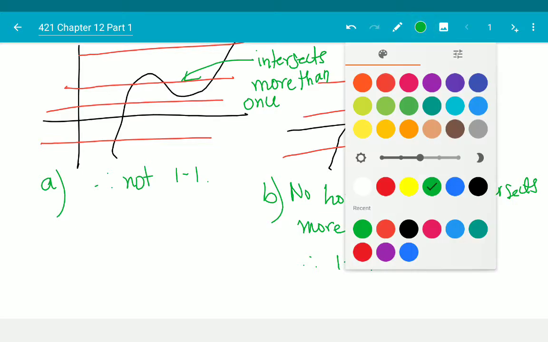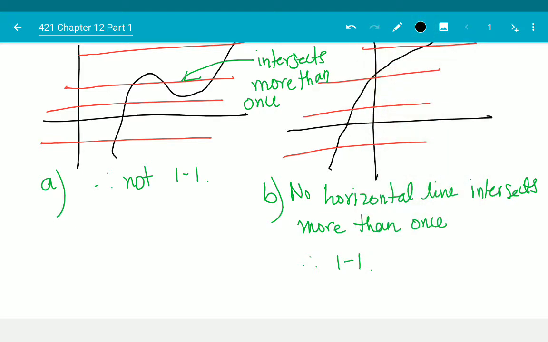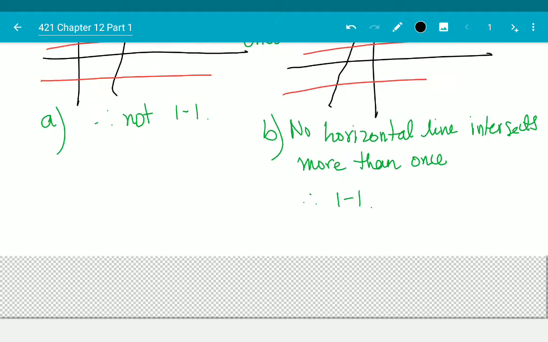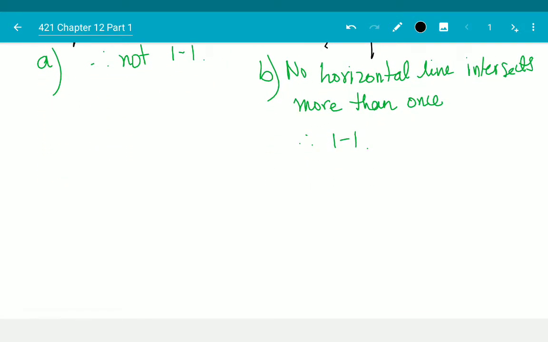Okay, so that's the horizontal line test. If a horizontal line intersects the function more than once, then it is not one-to-one. If no horizontal line intersects it more than once, then it is a one-to-one function. Similar to the vertical line test, which says if there is at least one vertical line which intersects it twice, then it's no longer a function.